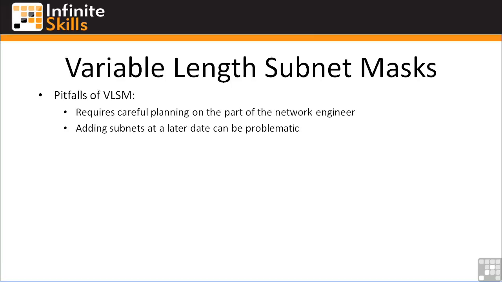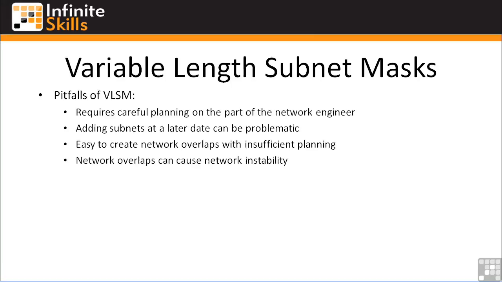The biggest pitfall of VLSM, in my opinion, is that it is very easy to create network overlaps if you don't plan properly. These network overlaps cause network instability. And again, this goes back to the careful planning and adding subnets at a later date. They're all tied together, if you will. Now, some of you that might be new to networking might ask, what do you mean by network overlaps? Well, let's look at another diagram.